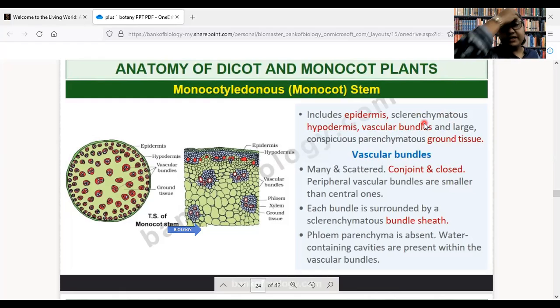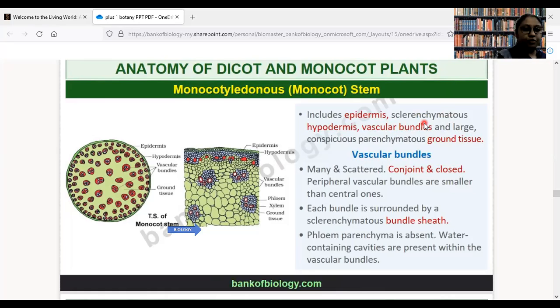In their case, the cortical region and the other regions are not prominent because the pericycle and the endodermis is not at all visible. Why? Vascular bundles are scattered. Can you see here how many vascular bundles are there in this figure? 4. So they are scattered. In other cases, what you have seen, they have a tendency to locate at the center of the cross section. Here it is not the case. They are scattered. So for these scattered vascular bundles, it's not possible to have an endodermis and pericycle around them. That's why they don't have endodermis and pericycle.